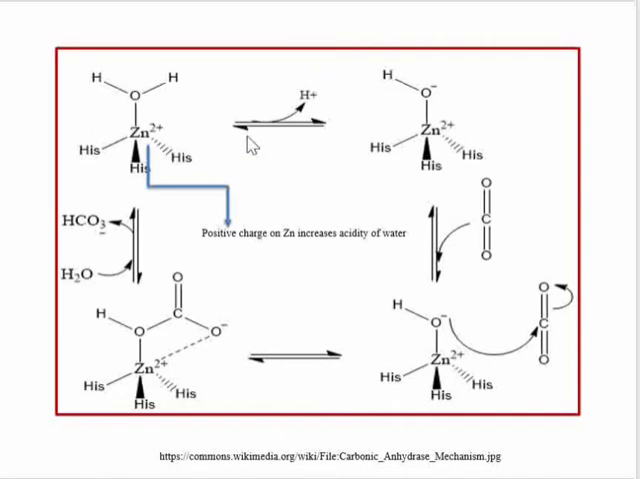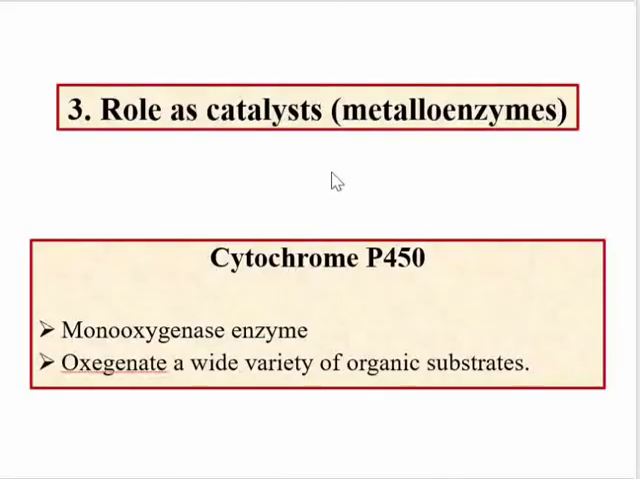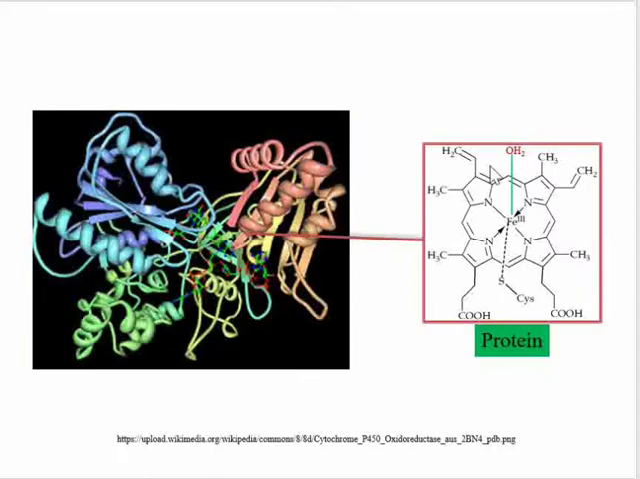So this is the cycle of carbonic anhydrase enzyme, which maintains the equilibrium between CO2 and bicarbonate in the biological system. Another enzyme is cytochrome P450, which we had already studied in one of our lectures. It is a monooxygenase enzyme which oxygenates a wide range of organic substrates. So this is the structure of cytochrome P450, which we had discussed already.